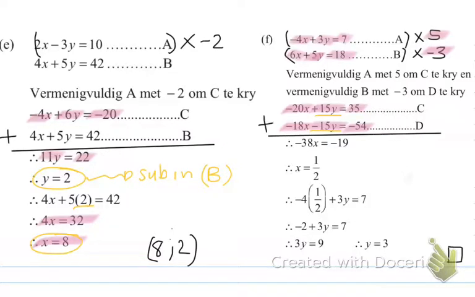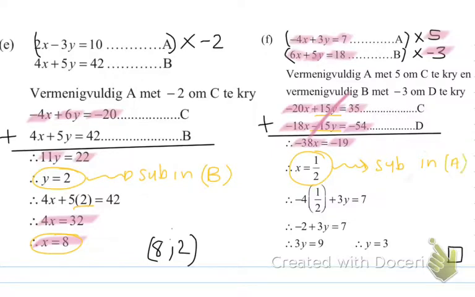I'm going to add these equations. I have negative 20x minus 18x is minus 38x. Plus 15 minus 15 eliminates the y's. And 35 minus 54 is negative 19. Now I divide by negative 38 on the other side, and I get my answer, x is equal to a half.